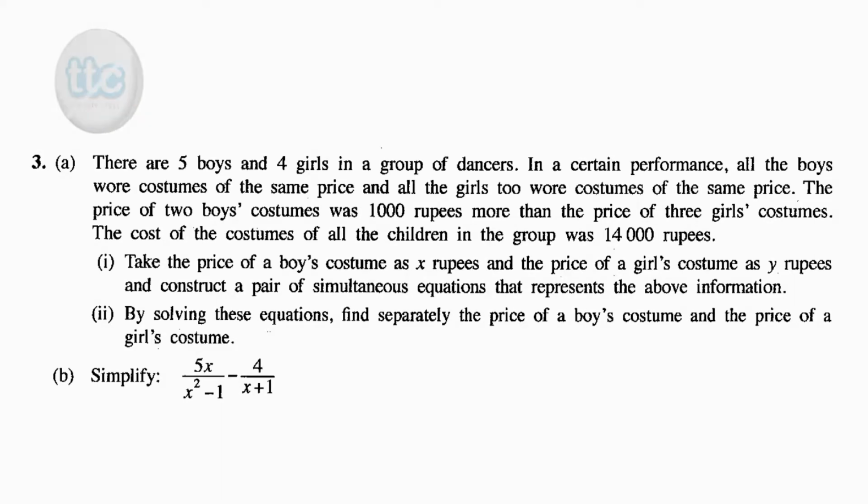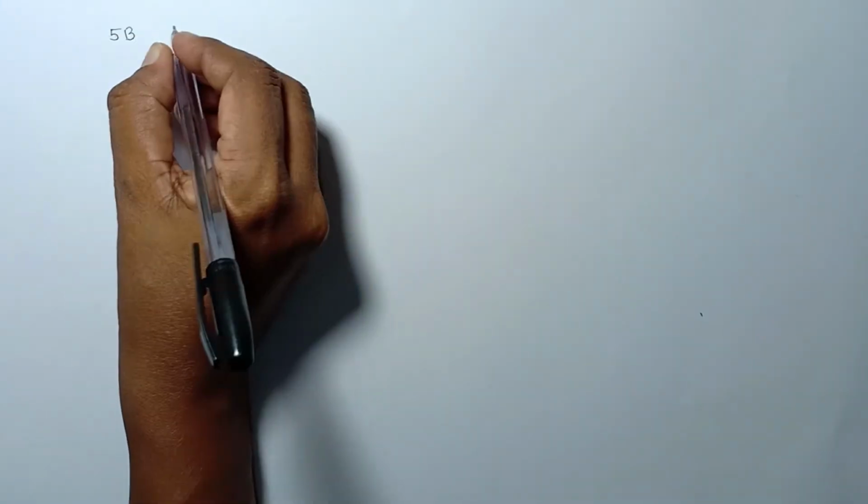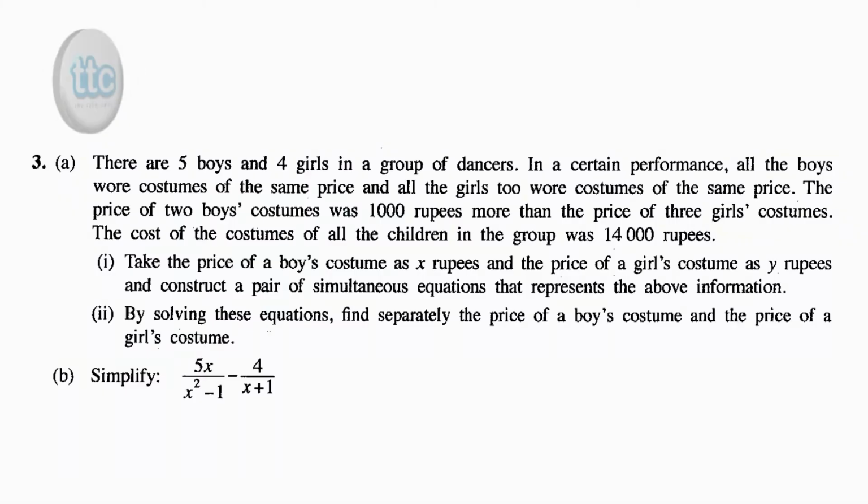There are 5 boys and 4 girls in a group of dancers. In a certain performance, all the boys wore costumes of the same price and all the girls too wore costumes of the same price. That means each boy's costume is the same price and each girl's costume is also the same price. The price of 2 boys' costumes was 1000 rupees more than the price of 3 girls' costumes. The cost of the costumes of all the children in the group was 14,000 rupees.